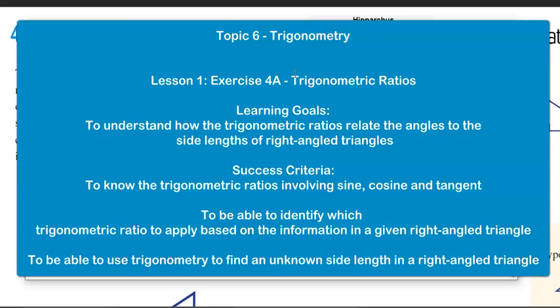The success criteria is to know the trigonometric ratios involving sine, cosine, and tangent, to be able to identify which trigonometric ratio to apply based on the information in a given right angle triangle, and to be able to use trigonometry to find an unknown side length in a right angle triangle.